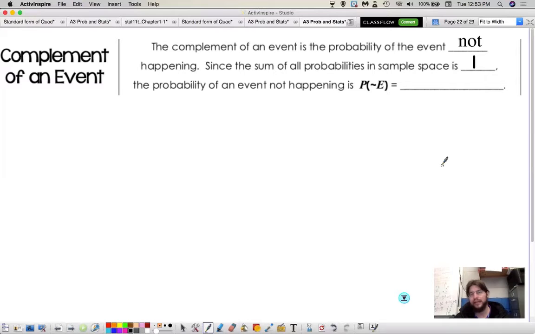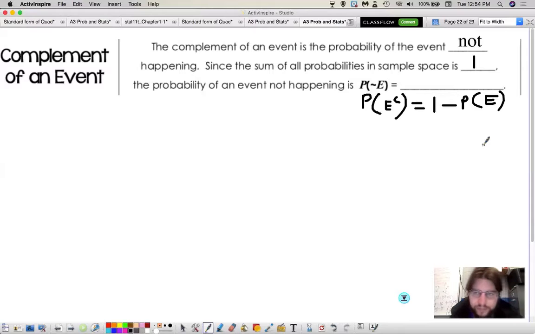So the probability of something not happening, which I'm going to notate slightly differently than they do, they use the tilde here, I use a superscript C, is 1 minus the probability of event E. Now this is a very important formula, probably one of the most important for probability. A lot of times whenever we have a complicated probability, we can actually think of it backwards and it simplifies it drastically. Let's look at some examples.